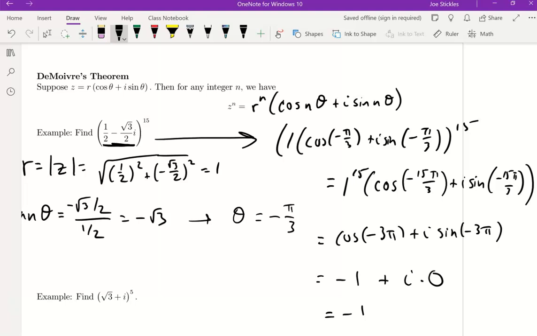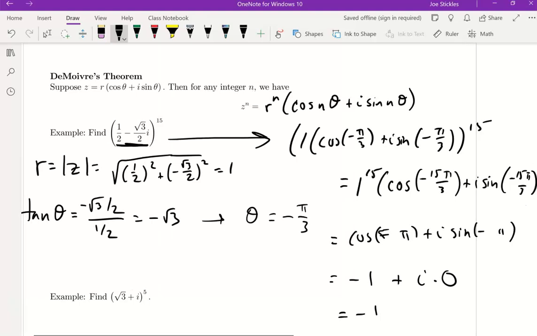What's that? Oh, it is negative 5 pi. You're right. Sorry. Good news is it doesn't change the answer. I'm still in the same spot. You're right. My bad. Thank you. Negative 5 pi just means that I rotate it around one more time. Still in the same spot. Thank you.